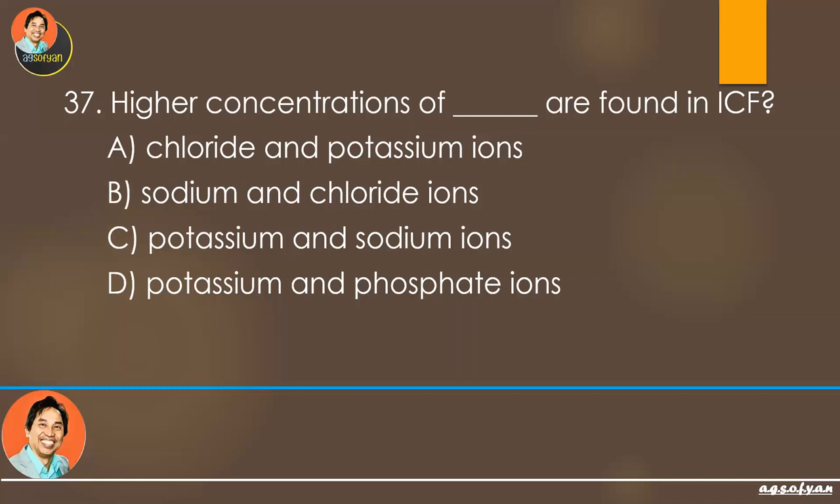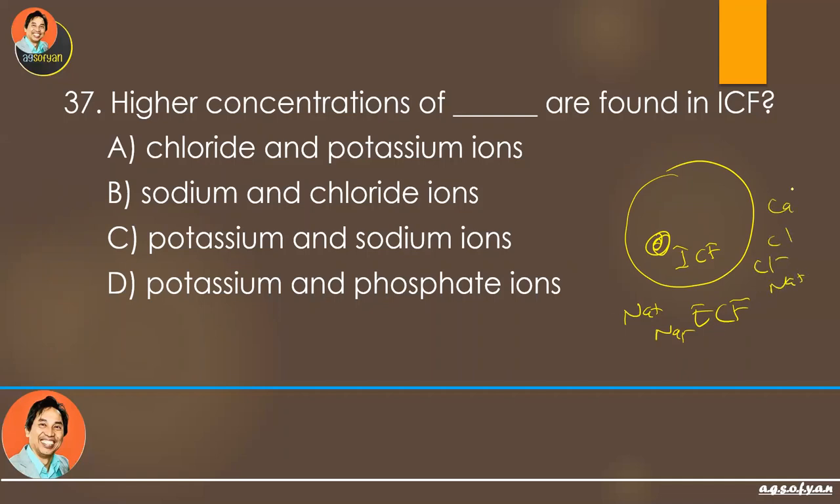Extracellular fluid has more sodium and lower potassium. Higher concentration of blank is found in the ICF. And remember, ICF is inside the cell, ECF is outside the cell. So ECF has a lot of sodium, chloride, calcium. It's outside. In the ICF, there is a lot of potassium, including the phosphate ion over here.